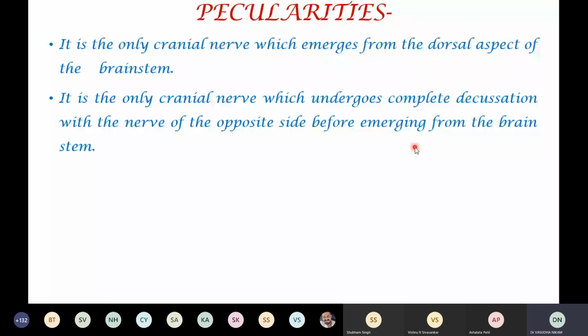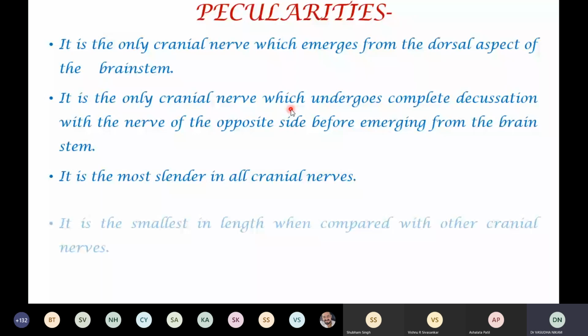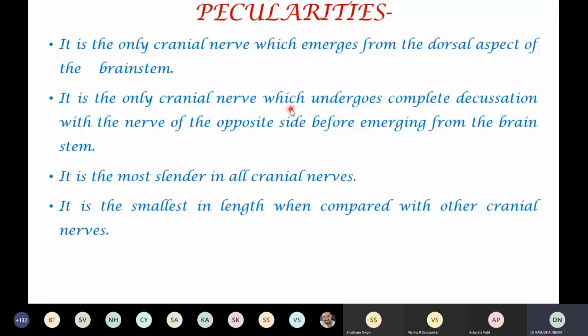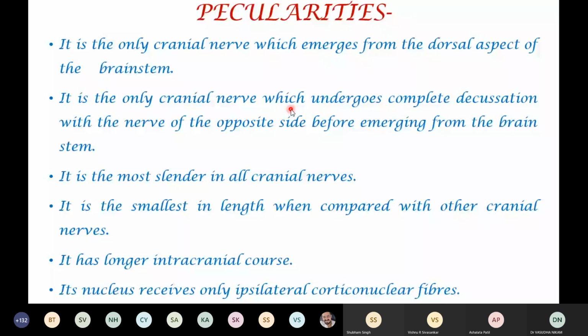And this decussation takes place in the superior medullary velum, which forms the roof for the fourth ventricle. It is the thinnest of all cranial nerves, but also the smallest in length when compared with the other cranial nerves. It has a longer intracranial course. And remember, it will always receive ipsilateral corticonuclear fibers.